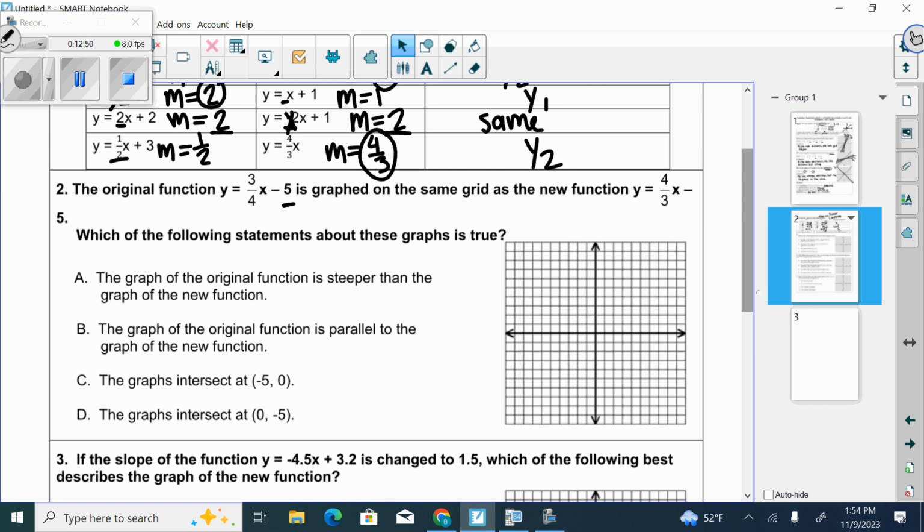Okay, so we start by graphing our b. So for my first equation, my b tells me I'm starting at -5. My slope here tells me I'm going up 3 and over 4.